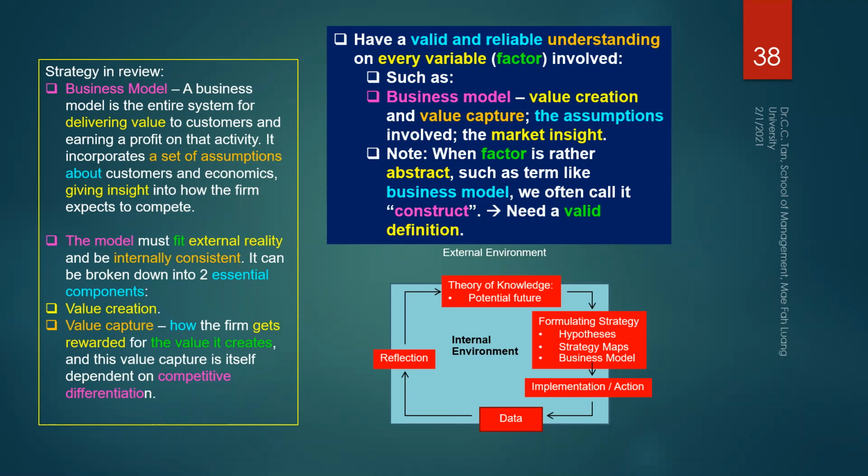All these terms are not simple variables. They are abstract variables, like intelligence. Tell me what intelligence means.